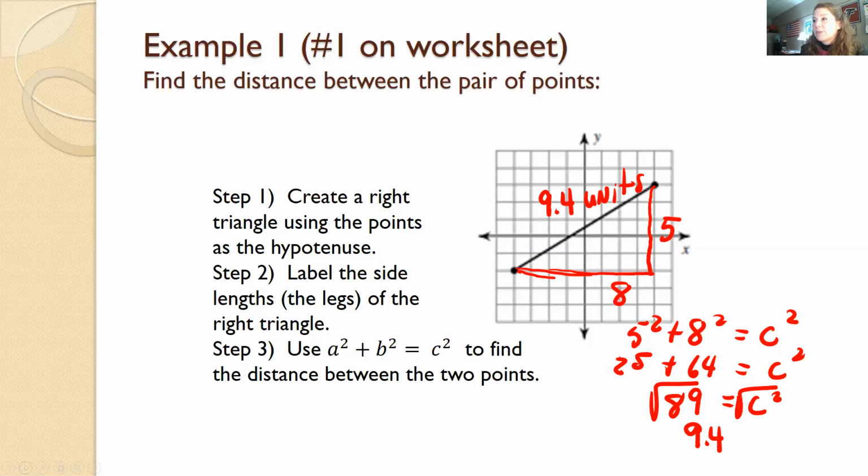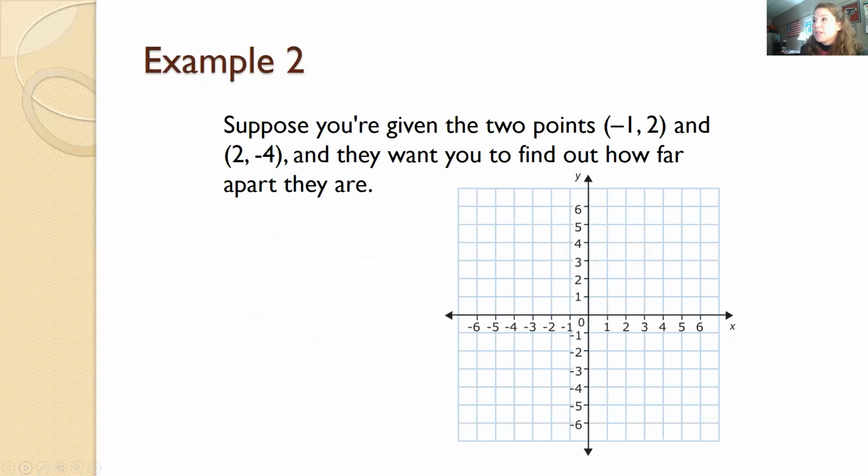All right, let's look at another one. So suppose you're given the 2 points, -1 and 2. So let me graph this, -1 and 2 right here. And 2, -4. So 2, -1, 2, 3, 4. And they want to know how far apart are these 2 dots right there. Wow, that's probably the best line I've ever drawn.